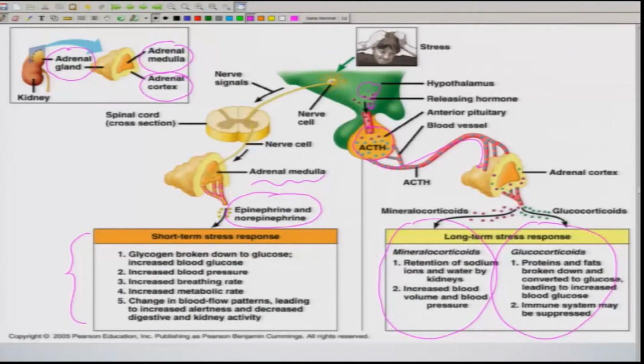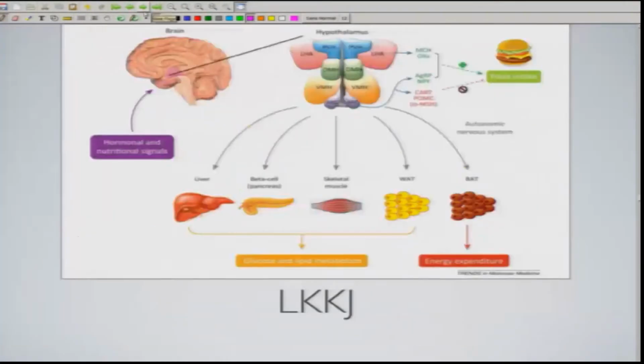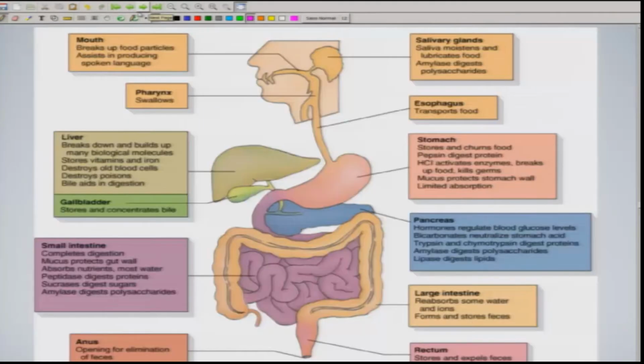And I told you mineralocorticoids are involved in the retention of sodium ions and water by the kidneys, which increases the blood volume and the blood pressure. Contrary to that, with glucocorticoids, proteins and fat are broken down and converted to glucose, leading to increased blood glucose, and the immune system may be suppressed. Okay. So, keep these in mind. From here, this is a flow chart which will give you an idea of different actions of the hormonal system on the liver, beta cells, skeletal muscle, and so on and so forth.